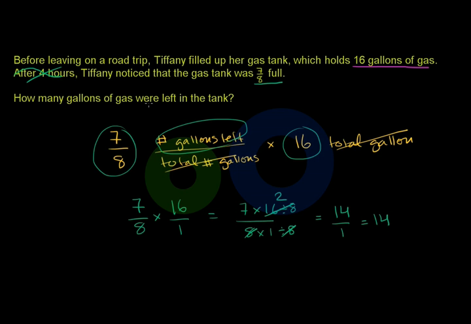So we're done. How many gallons were left in the tank? 14. It's essentially just 7/8, the fraction that's full, times the total number of gallons that the tank can hold.